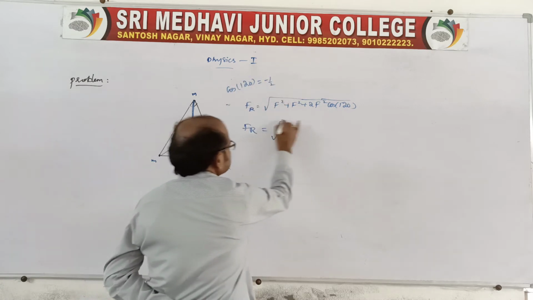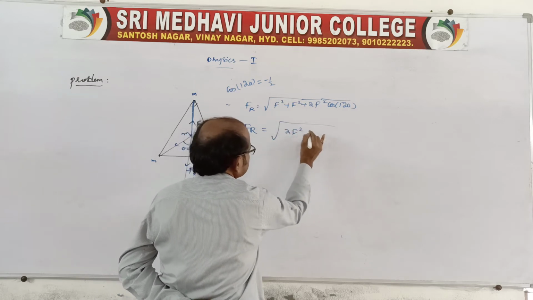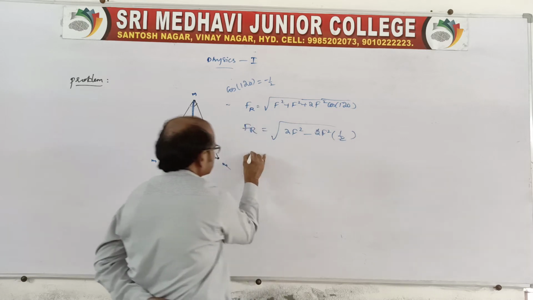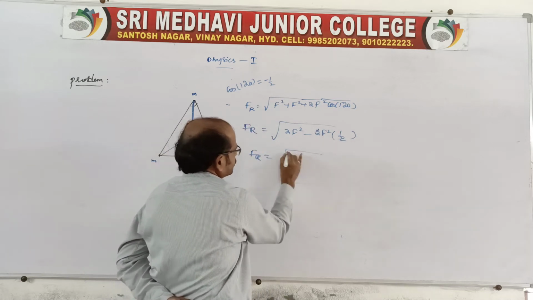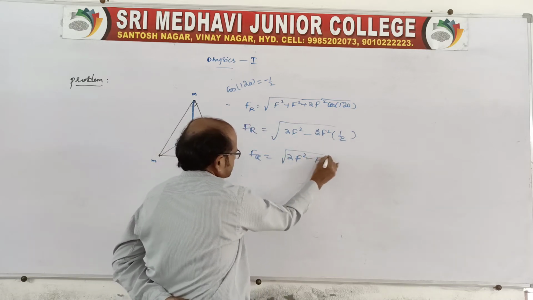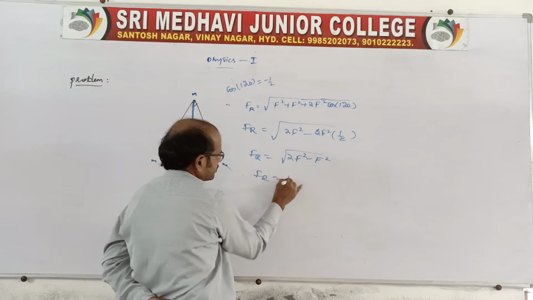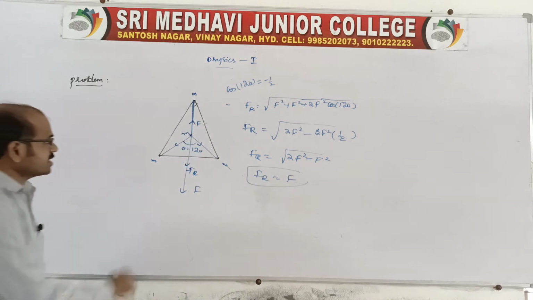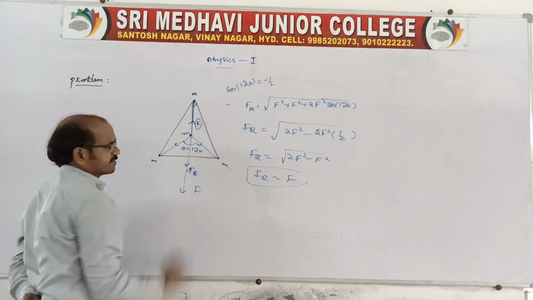So here you write 2f square minus 2f square into 1 by 2. So the 2 cancels, then Fr is equal to 2f square minus f square. So Fr is equal to f. The resultant is also acting f, and here between these two particles also acting f.